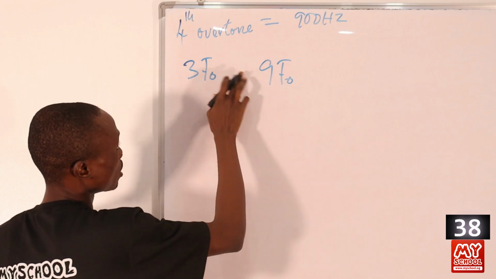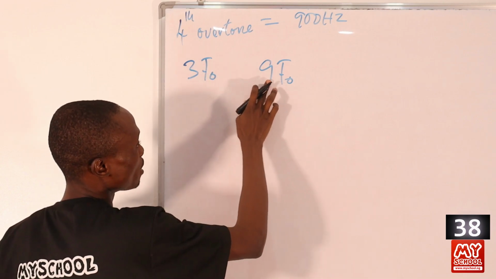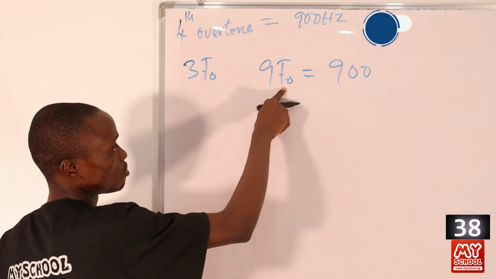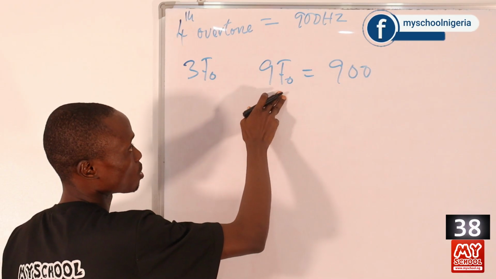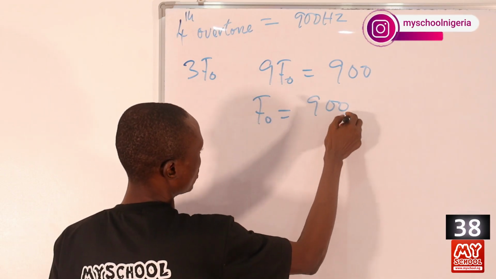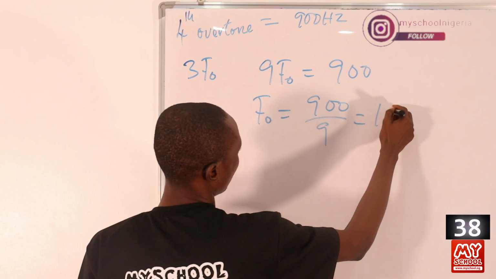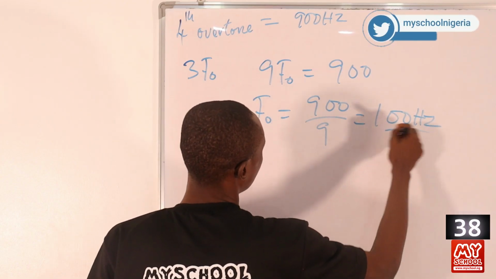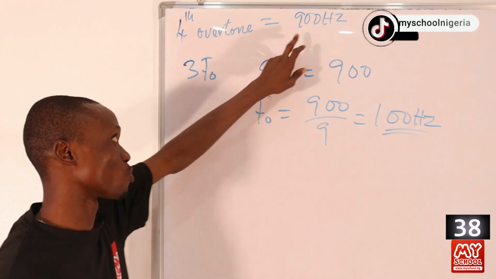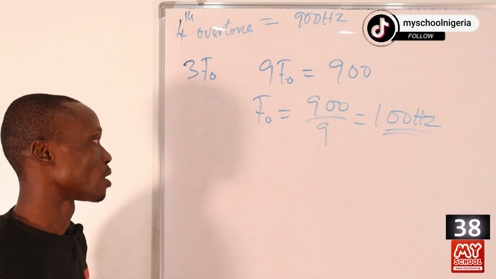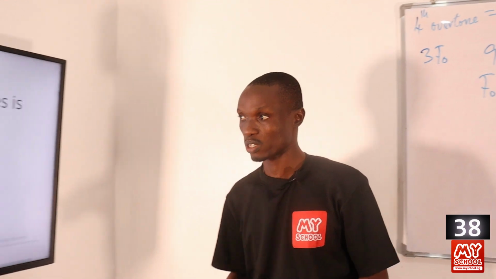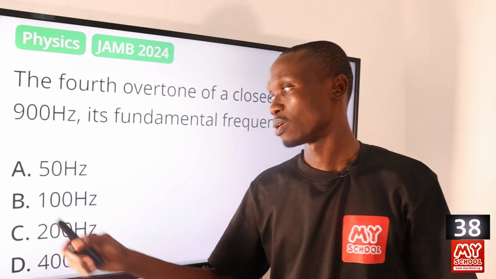So in this question we're told that the fourth overtone, 9 f naught, is equal to 900 Hz, and we should look for the fundamental frequency. So what do we do here? We simply divide both sides by 9. So f naught is equal to 900 divided by 9, and this will be equal to 100 Hz. So the fundamental frequency where the fourth overtone is equal to 900 Hz is 100 Hz. So let's return back to the screen to pick the correct answer to this question, and that is option B, 100 Hz.